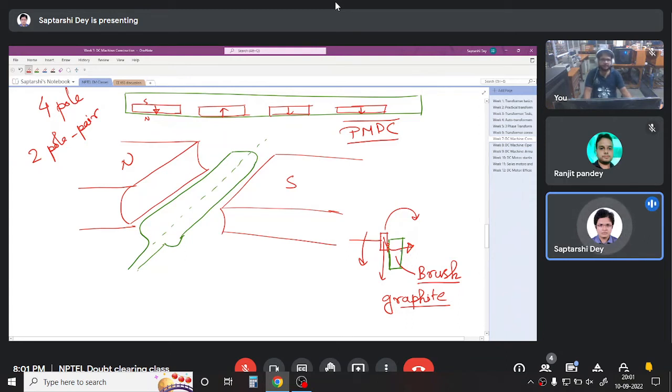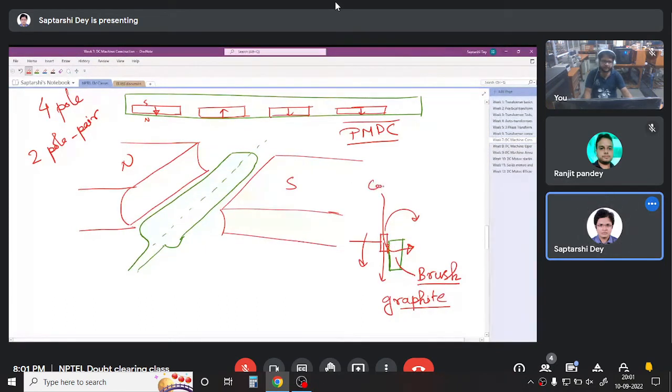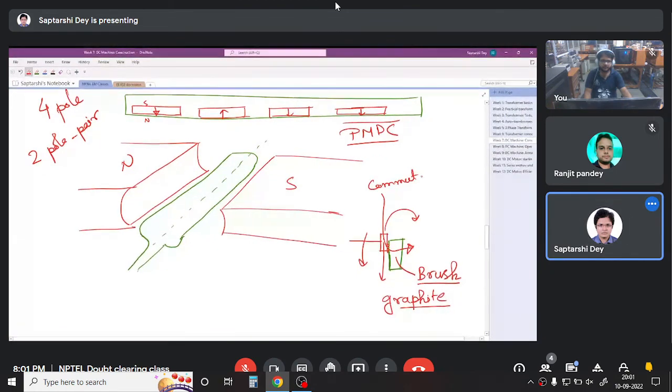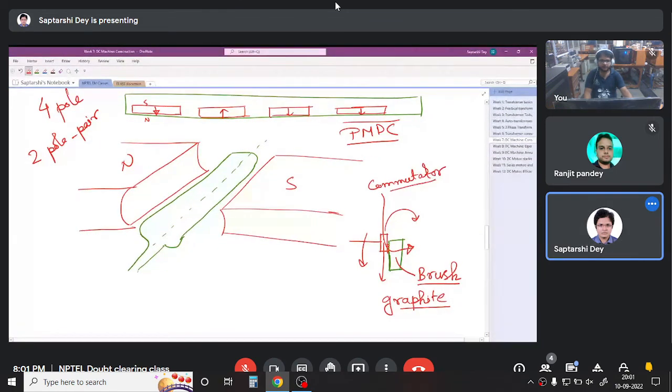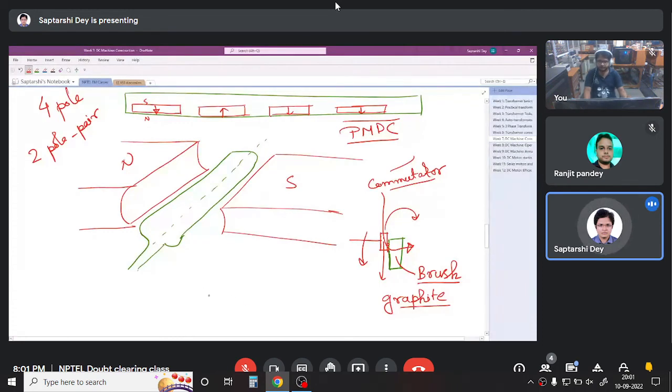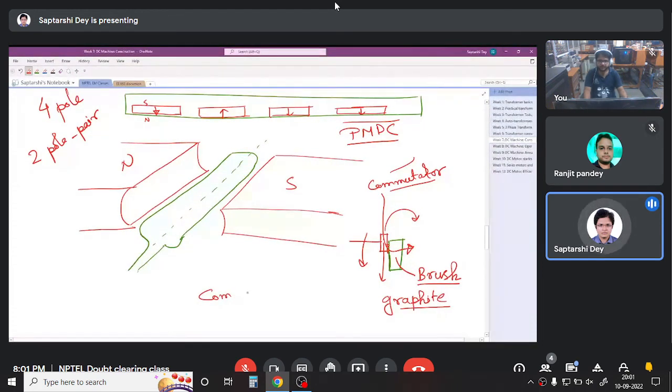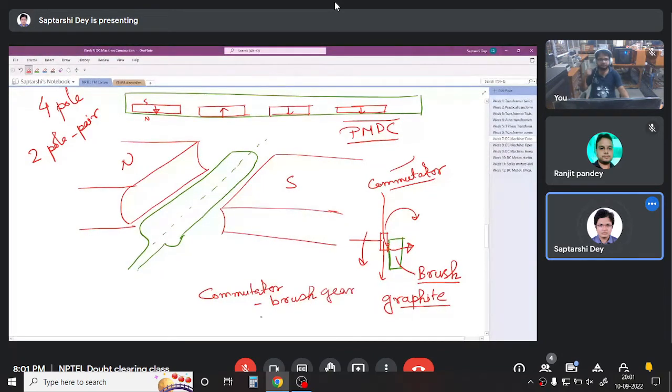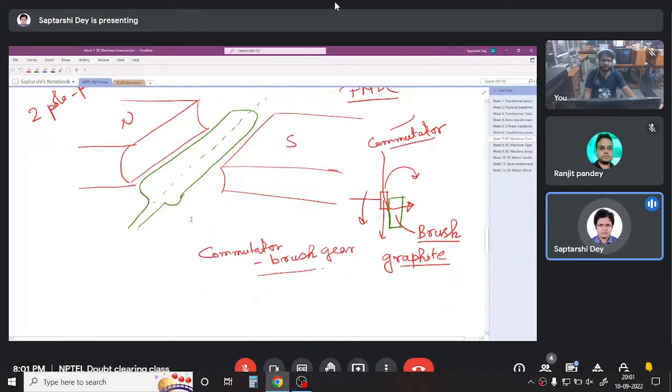So this brush is made up of graphite, and this part of a DC machine is called the commutator. It commutates. So in general, as a combination, they are sometimes called the commutator brush gear arrangement. This helps a proper supply of DC power outside. We will see how. This is the last topic we will cover now.